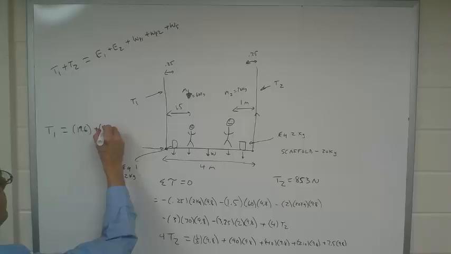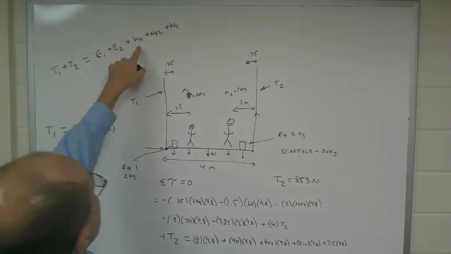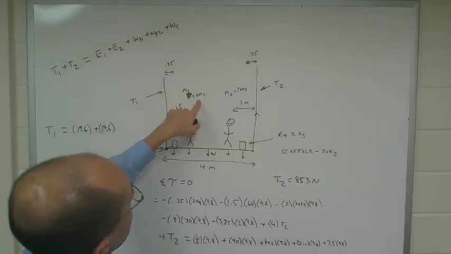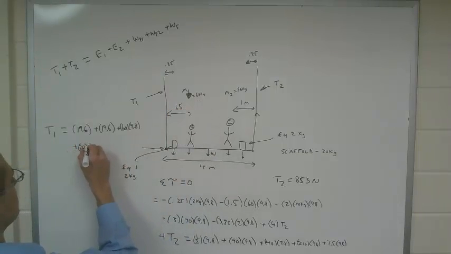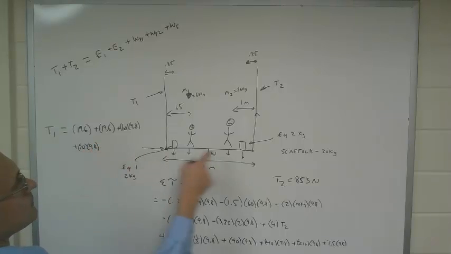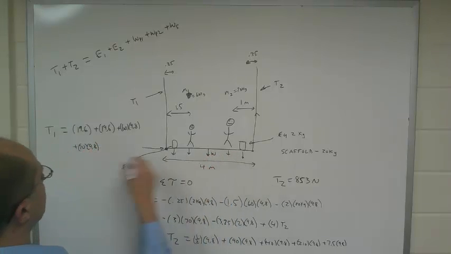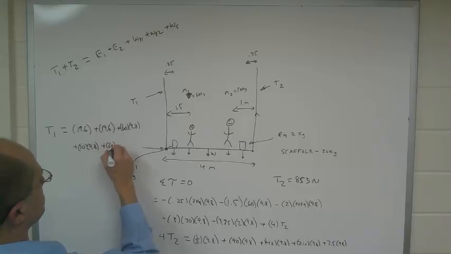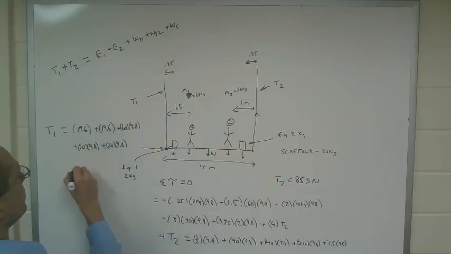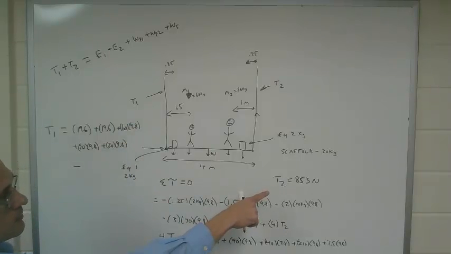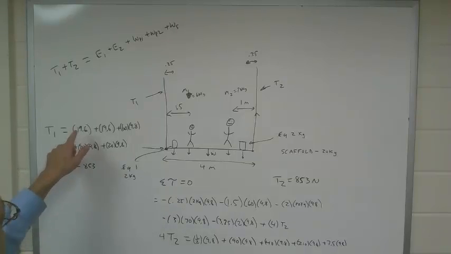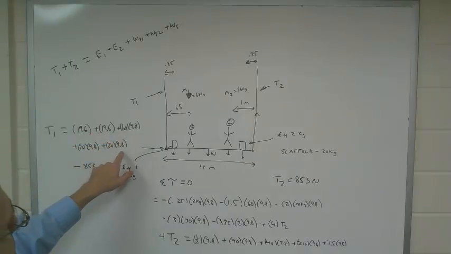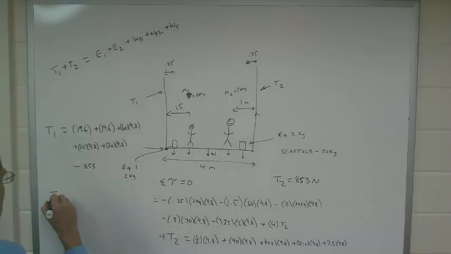Equipment 2 is also 19.6. Person 1 is 60 times 9.8. Person 2 is 70 times 9.8. And the weight of the board is 20 times 9.8. And from all of that, we subtract the tension in the cable, 853. So we have equipment, person, weight of the board, and tension 1 we can solve for.